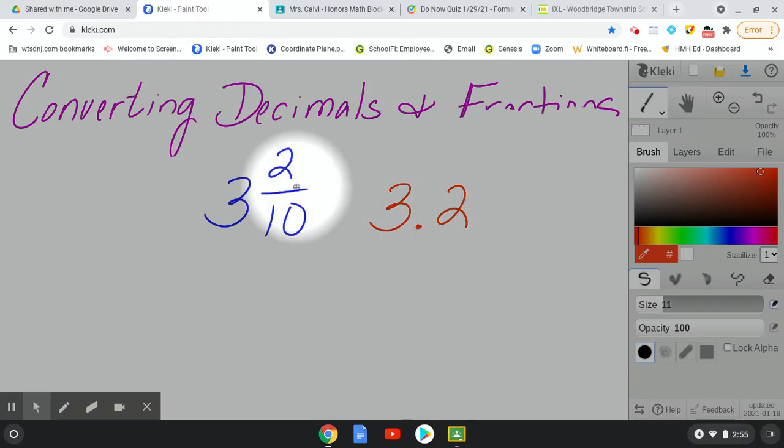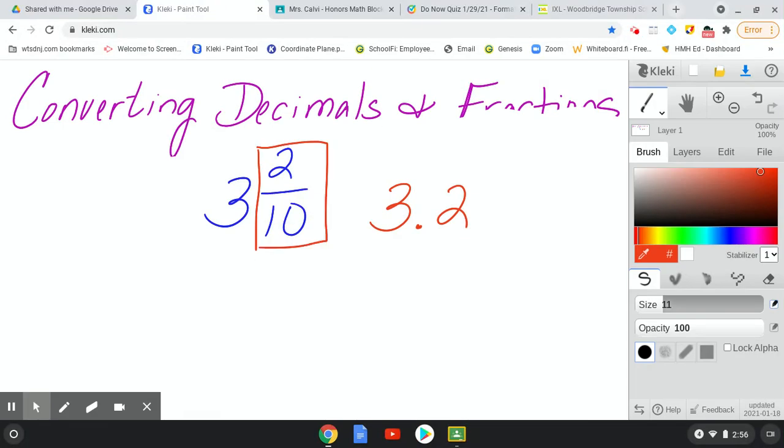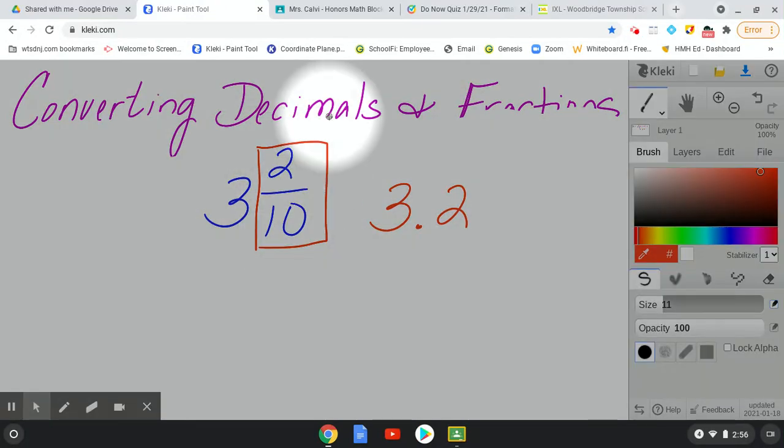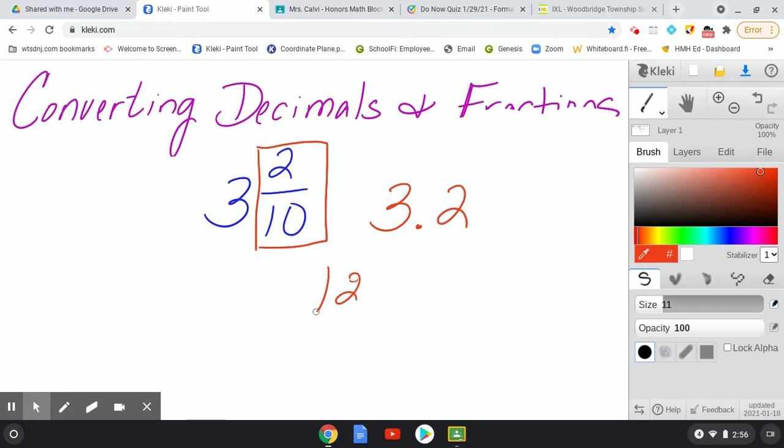So this one was pretty simple just by looking at it. But let's say you can't really listen to what you say and write it. This is what we're going to do. We are going to take the fraction part and we're going to take the numerator divided by the denominator, just as we did before. So 2 divided by 10. Numerator always goes inside of my division box.